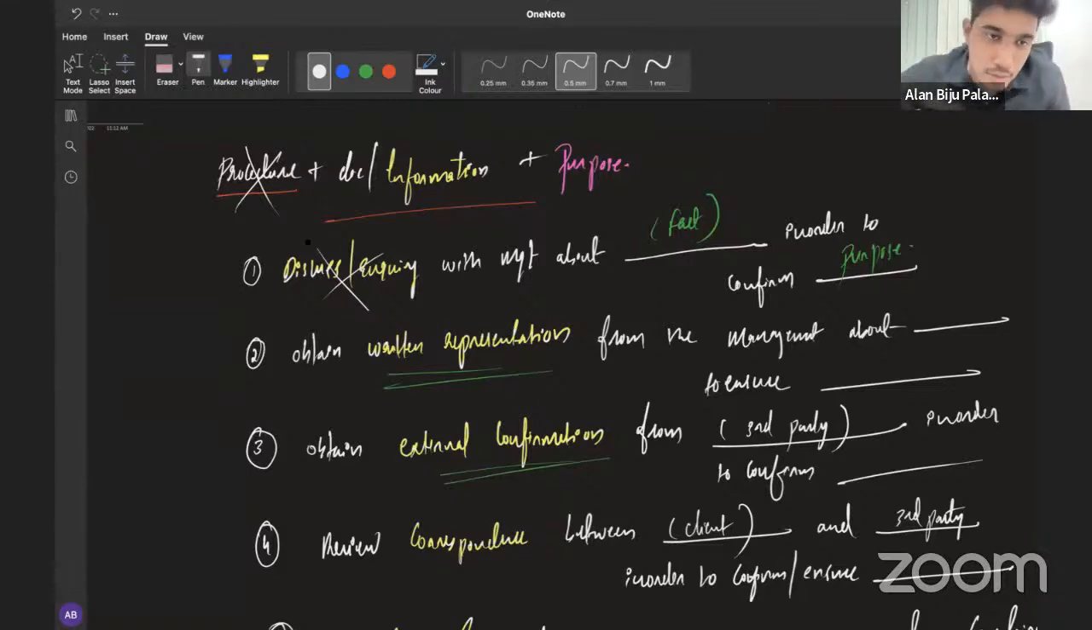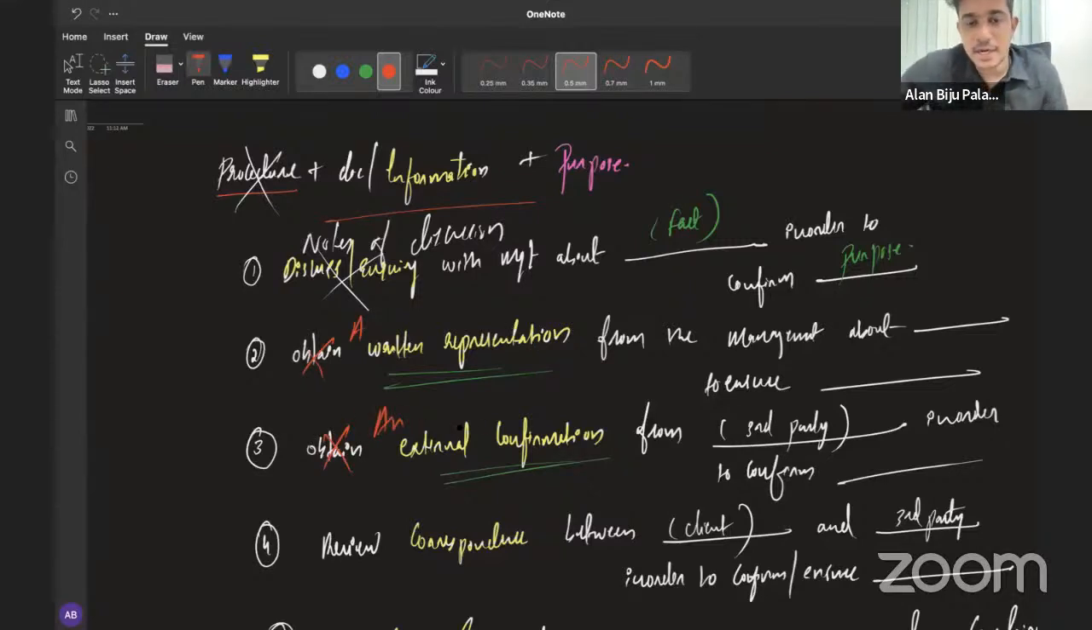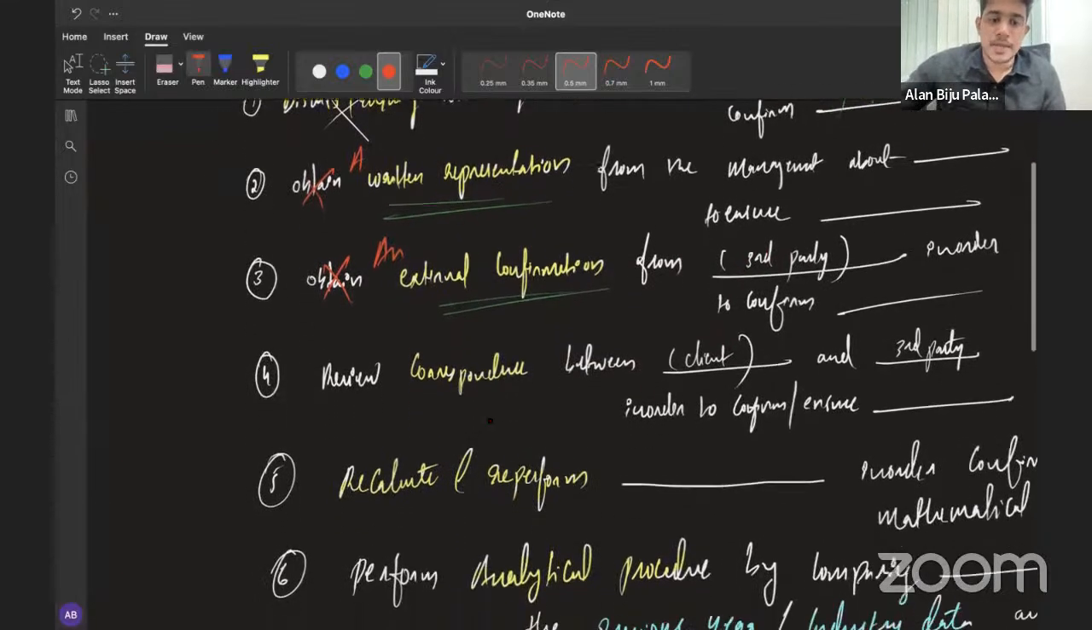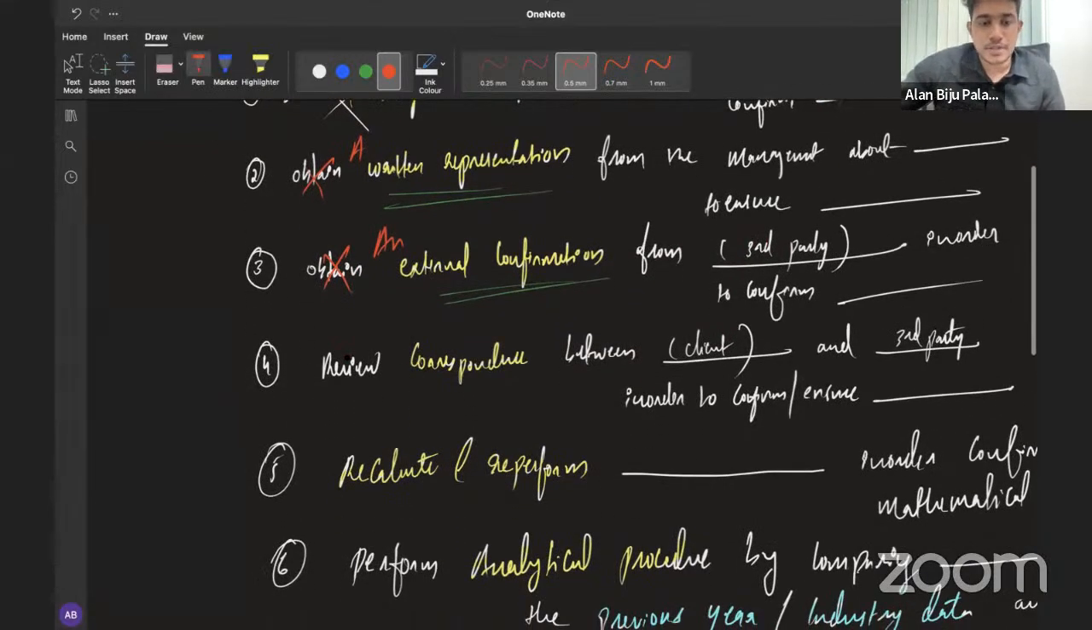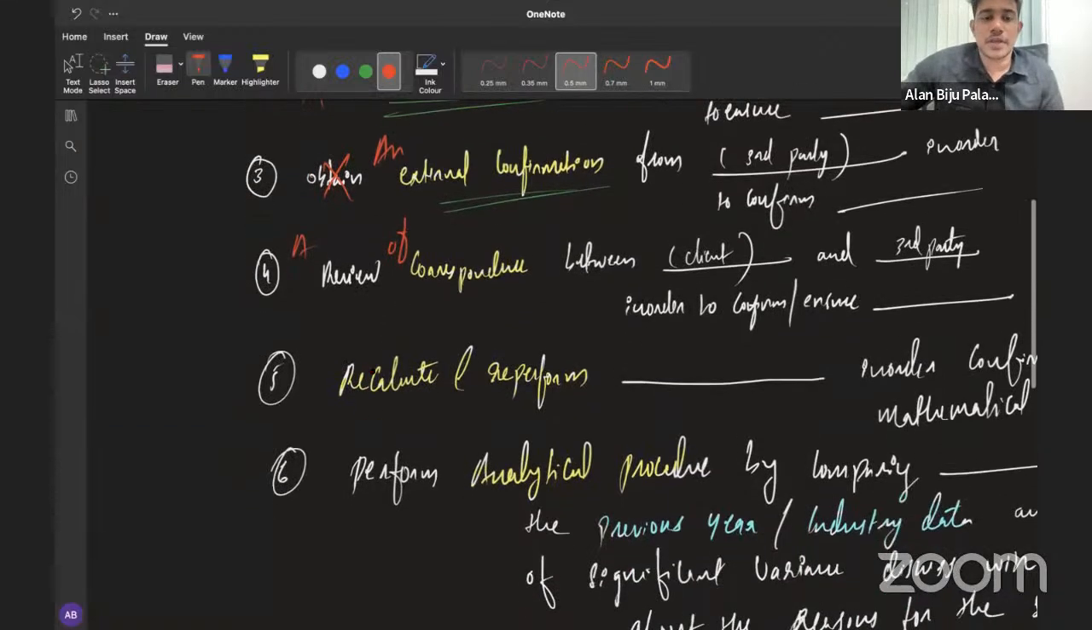Okay. So normally you used to mention that you discuss with the management about the impairment review. Instead of that, you can include a point on notes of discussion with the management about the impairment review. Instead of writing obtaining written representation, you can write a written representation. Instead of obtaining external confirmation, you can mention that an external confirmation from someone is there. Then instead of reviewing correspondence, you can mention a review of correspondence.